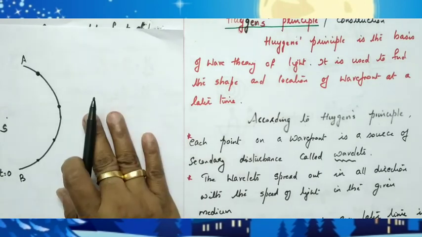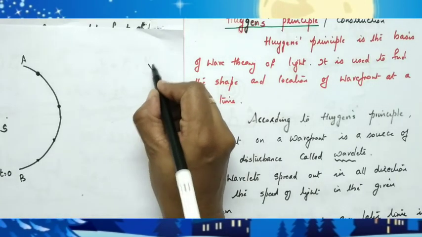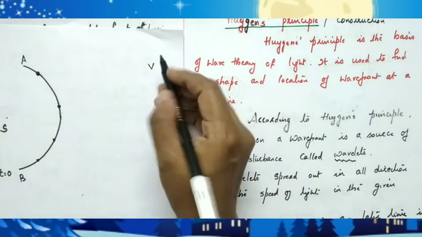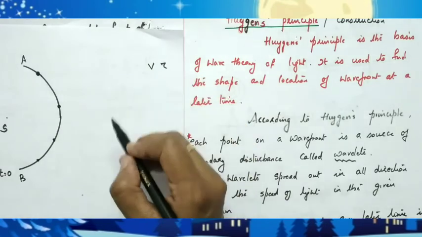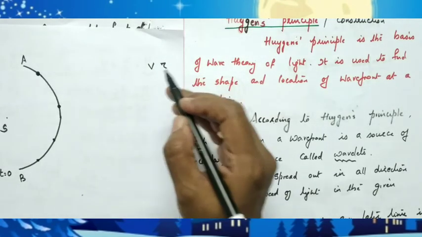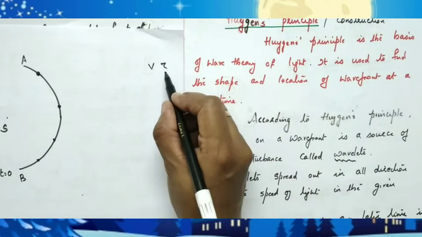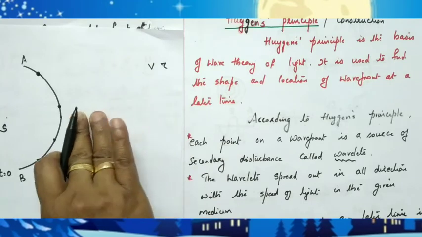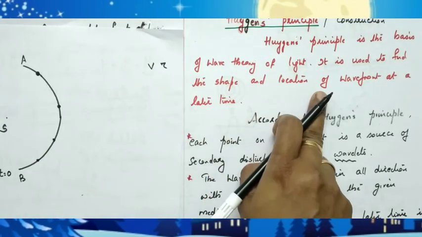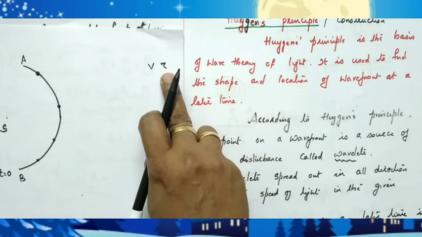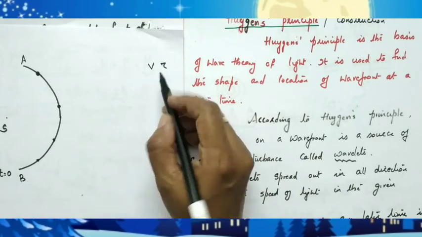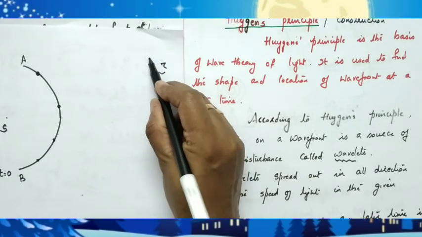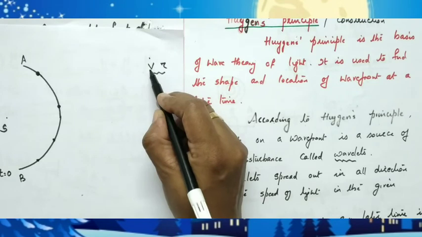For example, let v be the velocity of light in the medium, the velocity with which light travels through the particular medium. Consider a time tau. We can consider any time. We have to find out the shape and location of the wavefront at another time, let t be tau. So in time tau, what will be the distance covered by the wavefront? It covers a distance v tau, because v is the velocity and tau is the time. So distance is equal to v tau.